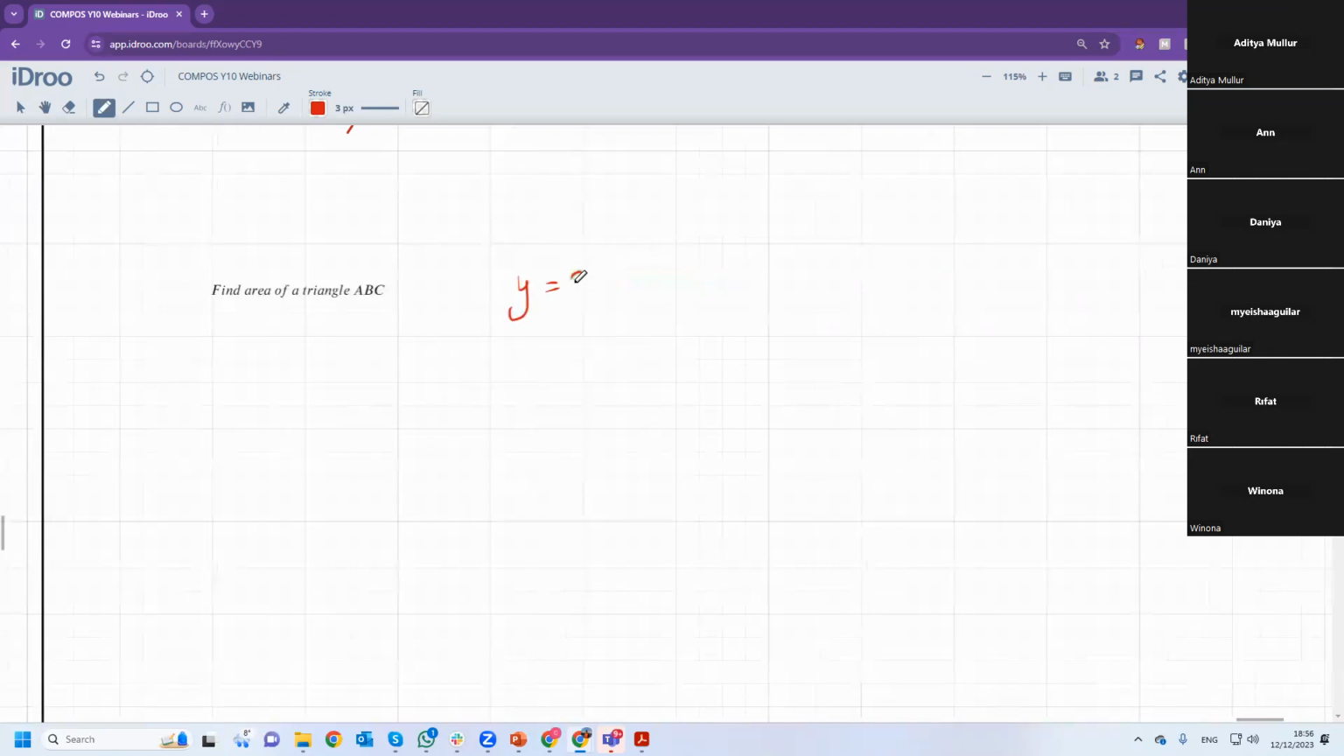Y equals 3x. Y equals 1/3 x. And x plus y equals 3. So if you have 3 equations, find the area formed by the 3 lines. So what you do is you draw 3 lines.